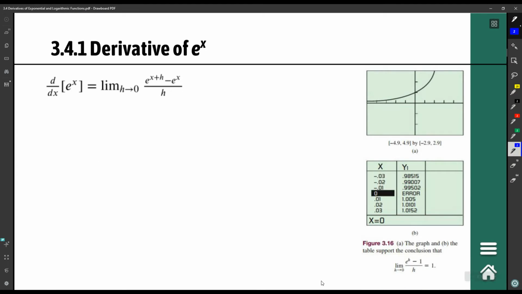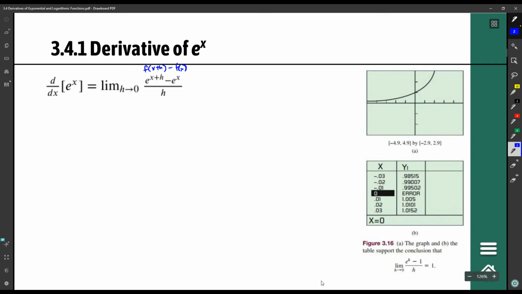So let's begin this way. We want to find the derivative with respect to x of the function e to the x, and we begin with the limit definition of derivative. The limit as h approaches 0. Here's f of x plus h, that's e to the power of x plus h, minus f of x itself, which is e to the x, all over h. This is f of x plus h minus f of x.